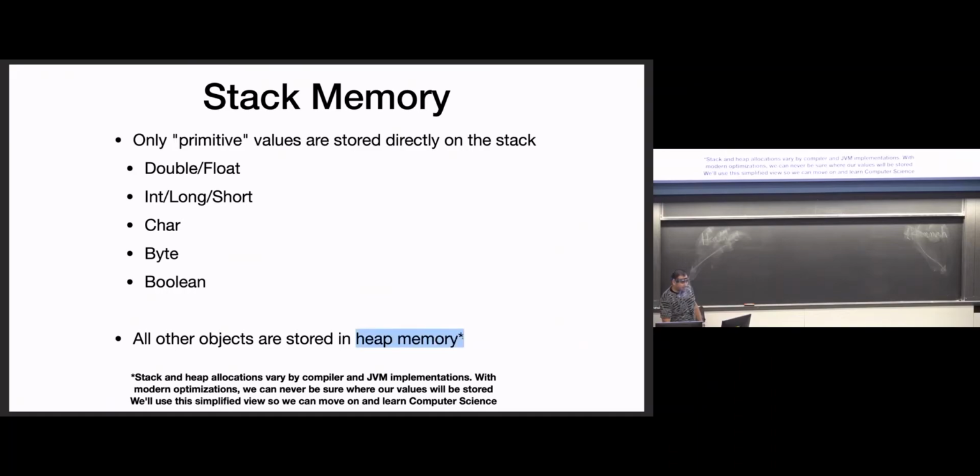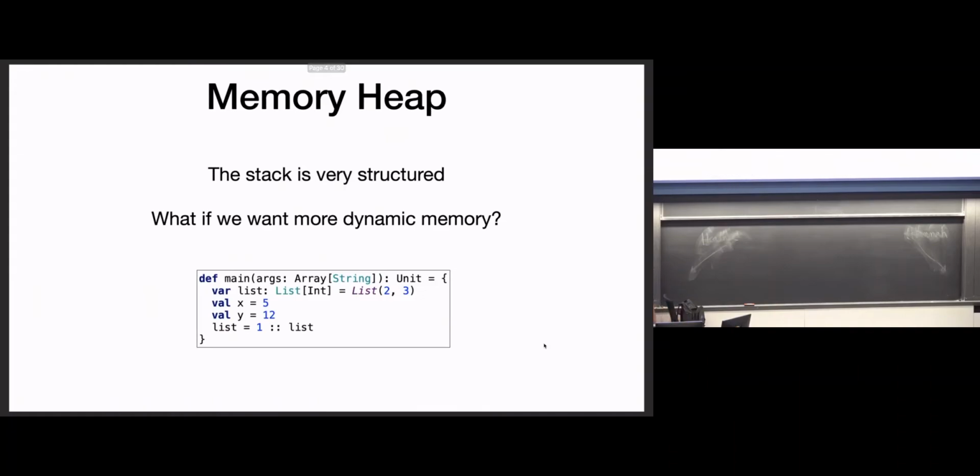Oh, and it's on this slide. It's going on the heap. So let's talk about what heap memory is, where all of our other objects are going besides this very short list of values. So let's talk about memory heap. So first, let's try to ignore that there's something called the heap that exists. And let's try to run this example, which contains a list which is not one of those types from the previous slide.